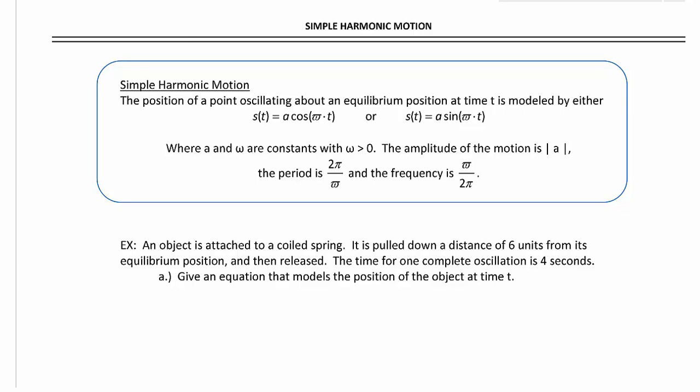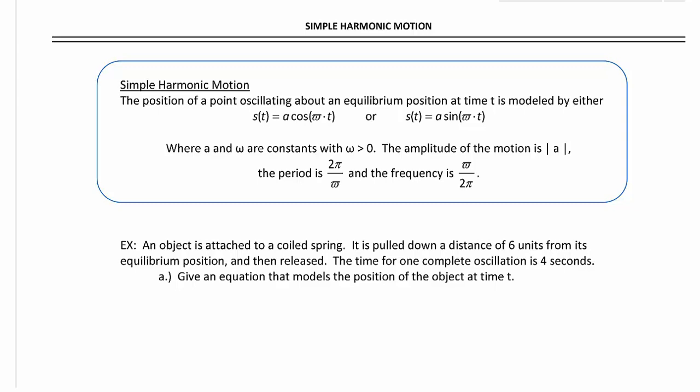This video discusses simple harmonic motion. Simple harmonic motion is occurring when the position of a point oscillating about an equilibrium position at time t is modeled by either s of t equals A times cosine of omega t or s of t equals A times sine of omega t. A and omega are constants, with omega being positive.